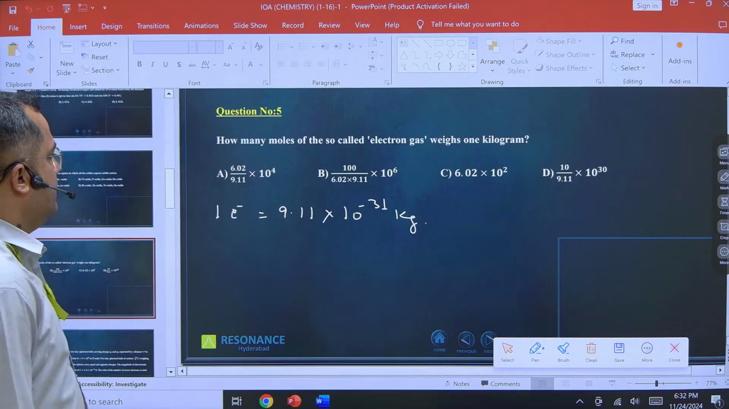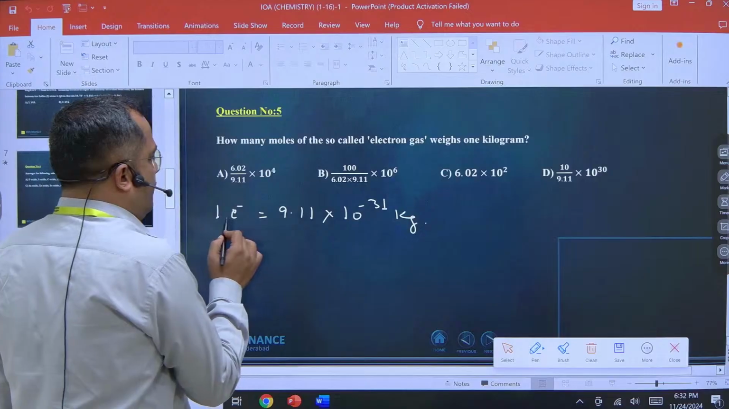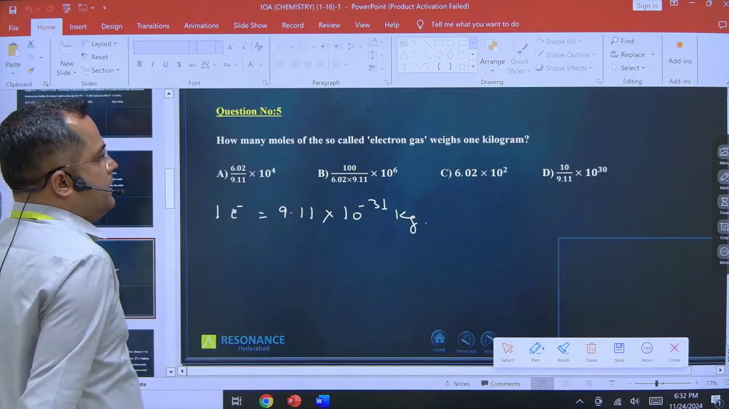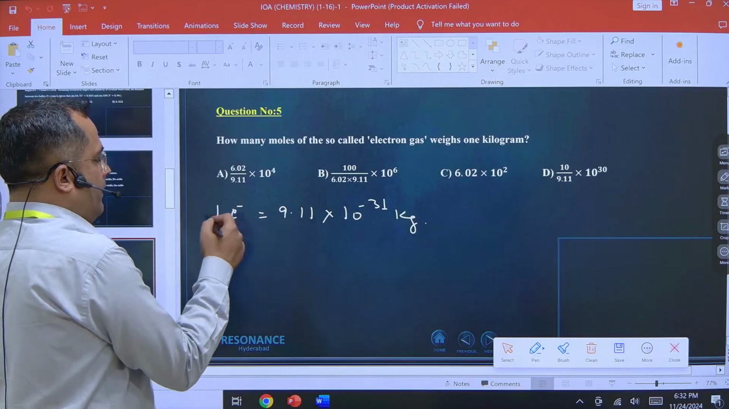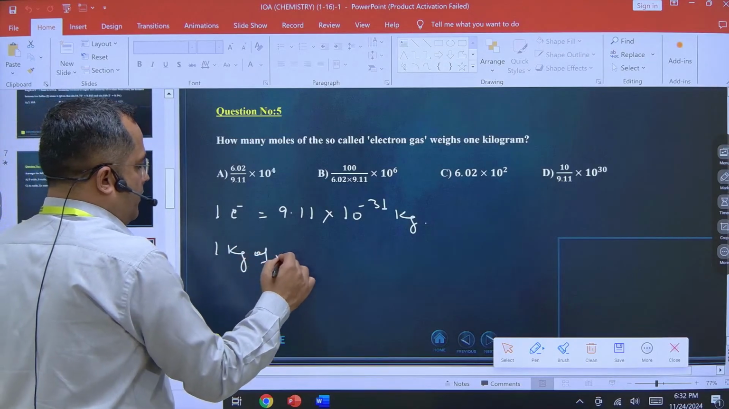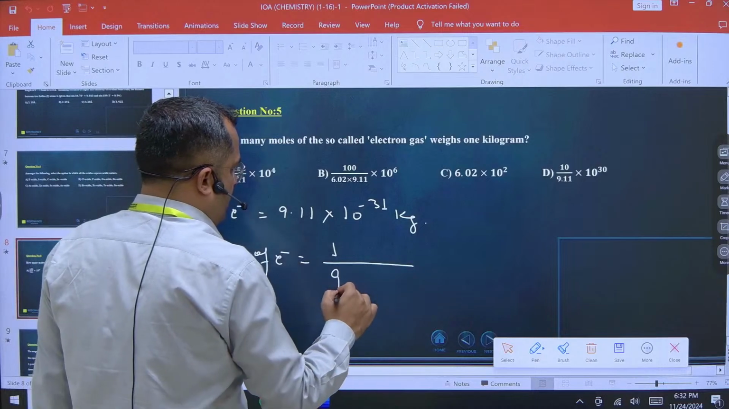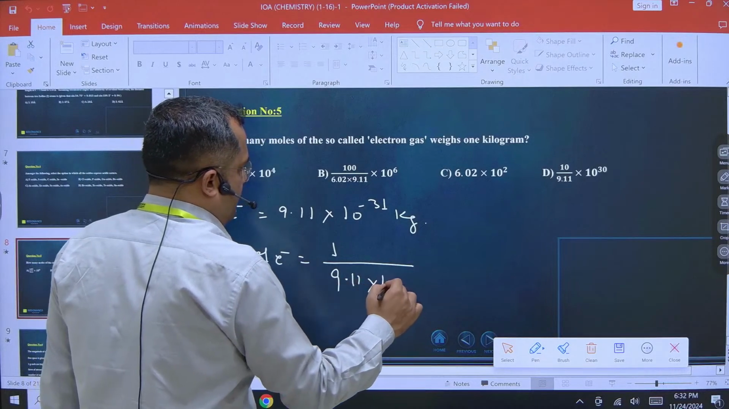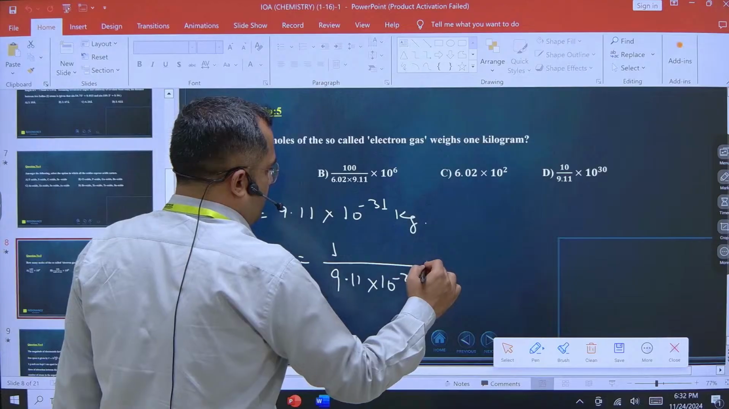Okay. So in 1 kg, if 1 electron has a mass of this much, what will be the number of electrons in 1 kg? We can write 1 kg of electron is equal to 1 upon 9.11 into 10 to the power minus 31 electrons.